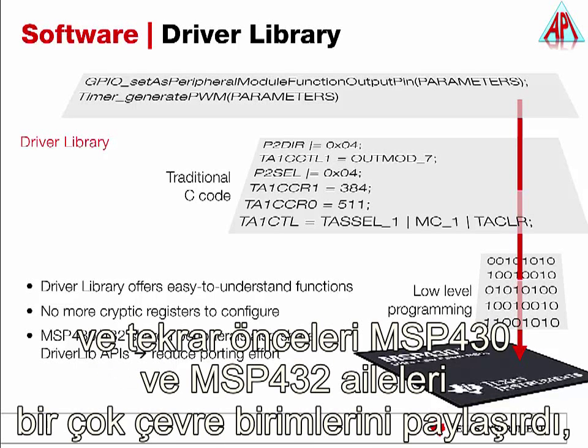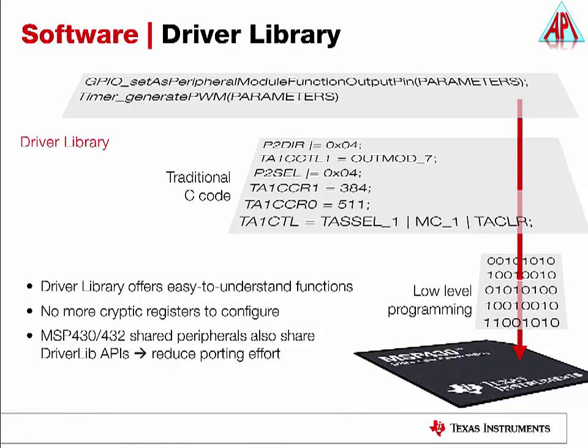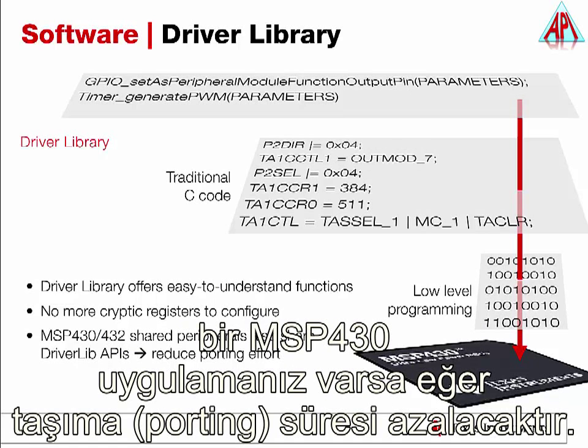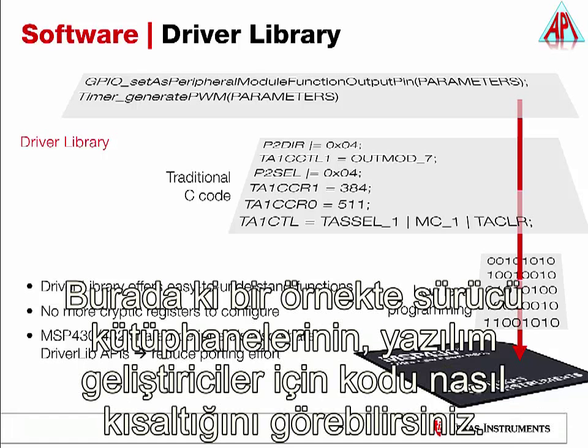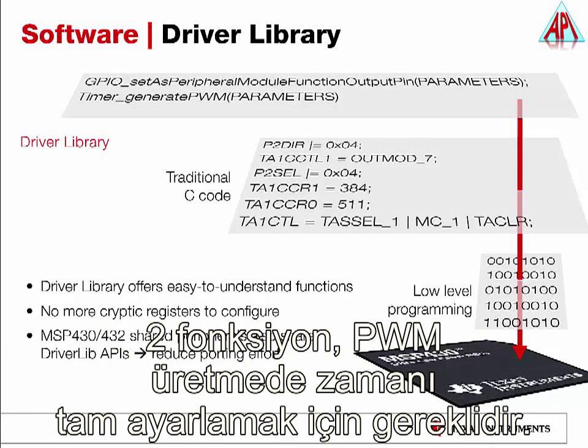And again, since MSP430 and MSP432 families share many peripherals, the DriverLib APIs are also shared across the different family platforms. This will reduce the porting effort if you already have an existing MSP430 application using driver library. You can see here an example of how driver library condensed the code for the software programmer. On the very top is what the code looks like on driver library. Two functions are required to fully configure the timer to generate PWM.